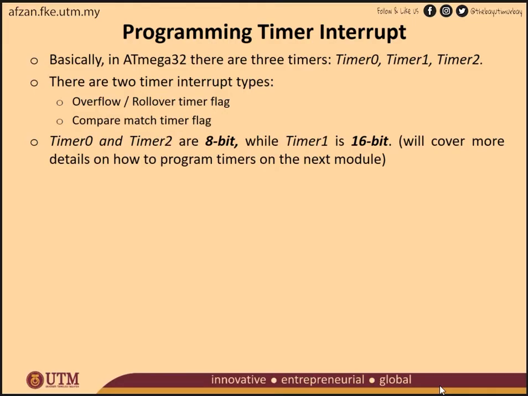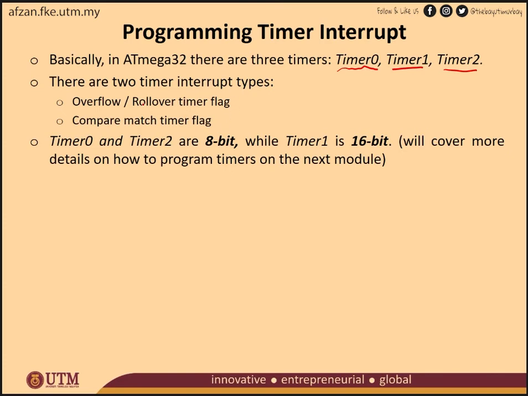So basically, in ATmega32, there are three timers available, which are timer 0, timer 1, and timer 2. There are two timer interrupt types, which are overflow and compare match. Overflow, or rollover timer flag. The other one is the compare match timer flag.